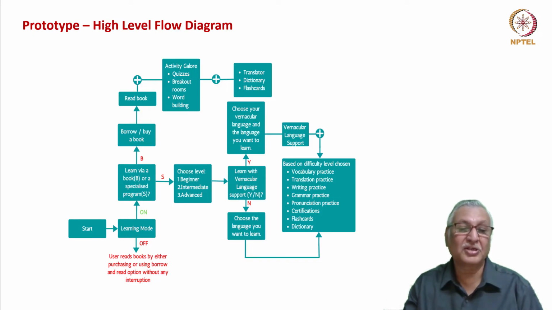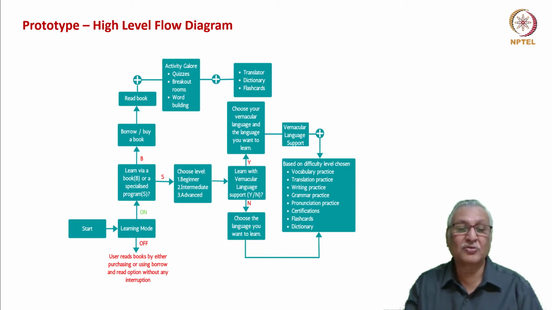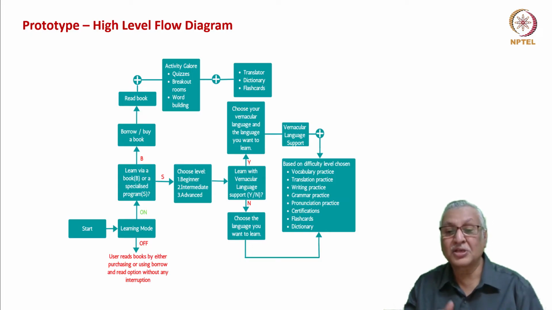And if you decide to go the B route, that is learning via a book, you borrow or buy a book, read a book, and then go through the activities of quizzes, breakout rooms, word building, translator, dictionary and flashcards. But if you decide to go for a specialized program, then you choose a level: beginner, intermediate or advanced. Then you start learning with vernacular language support.